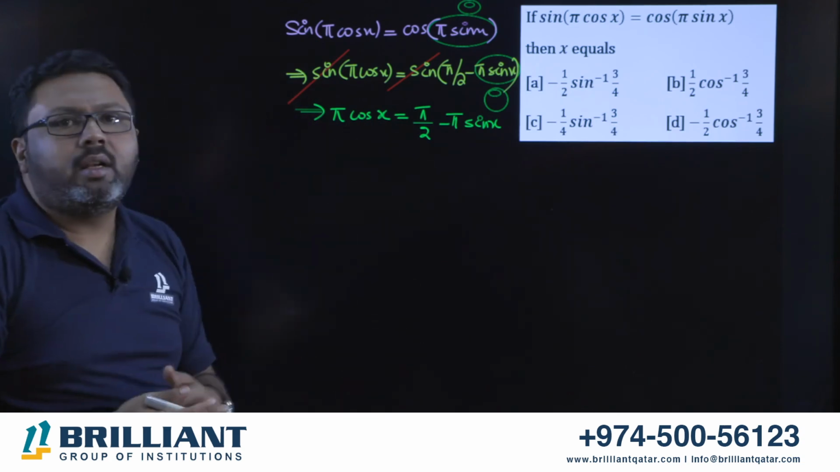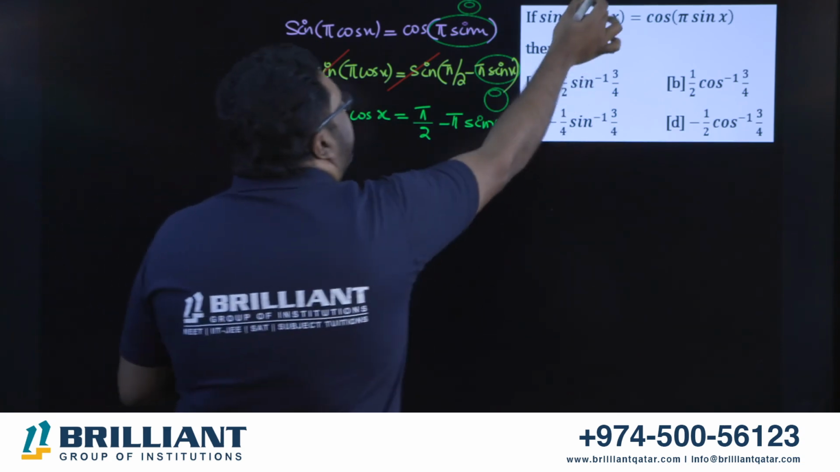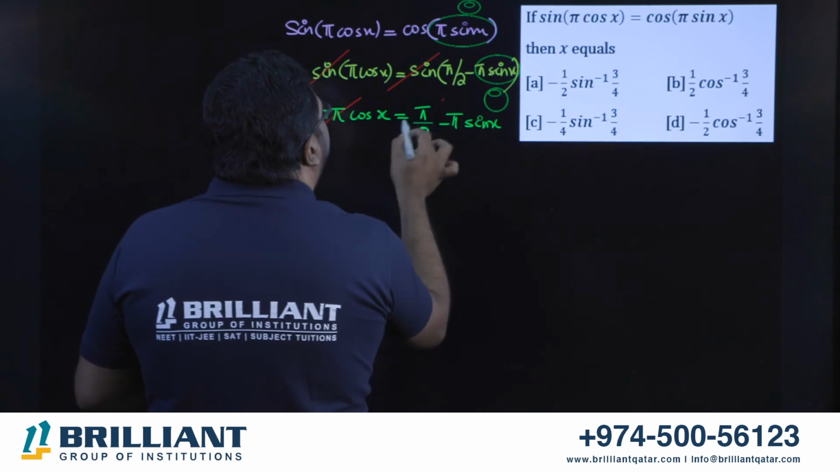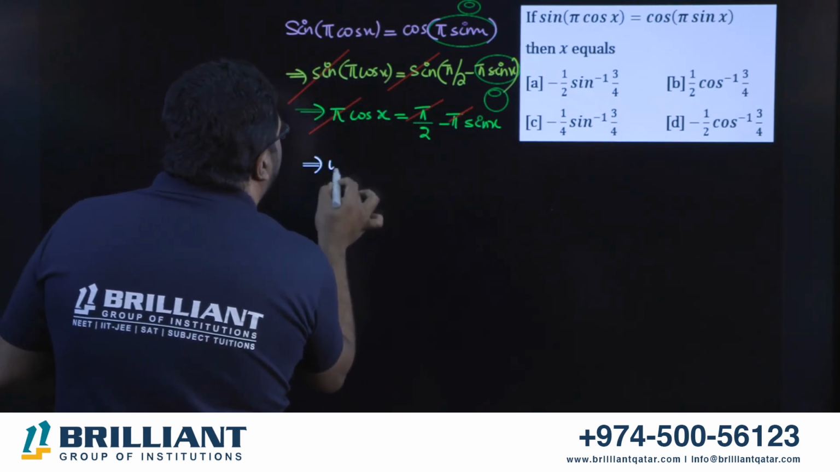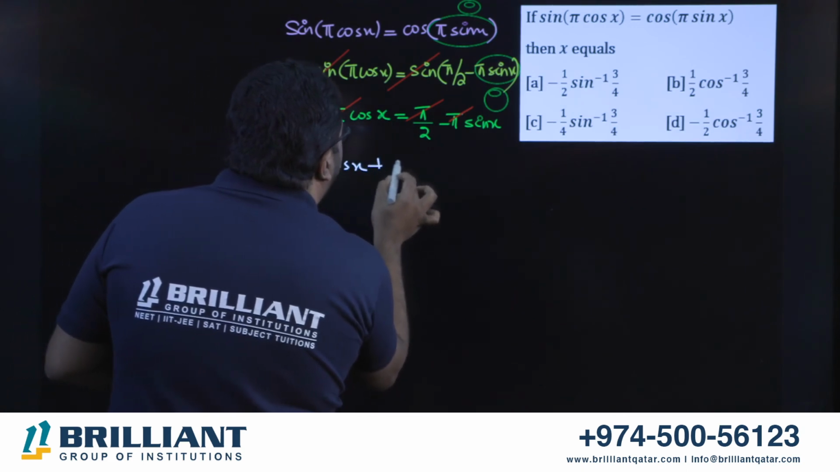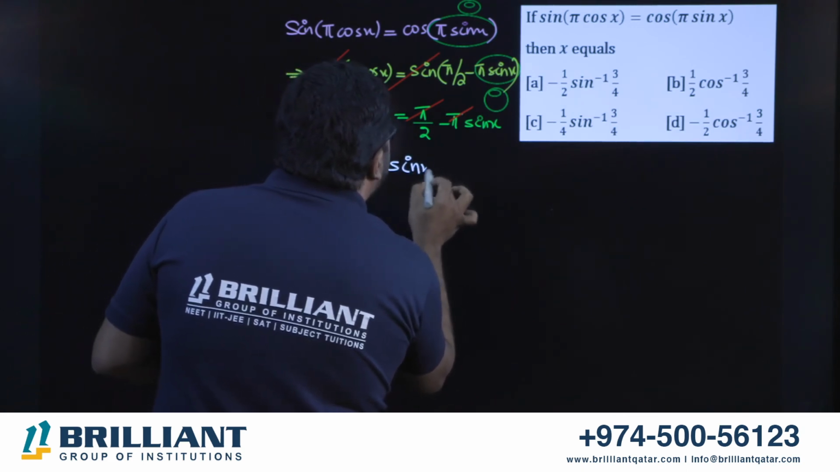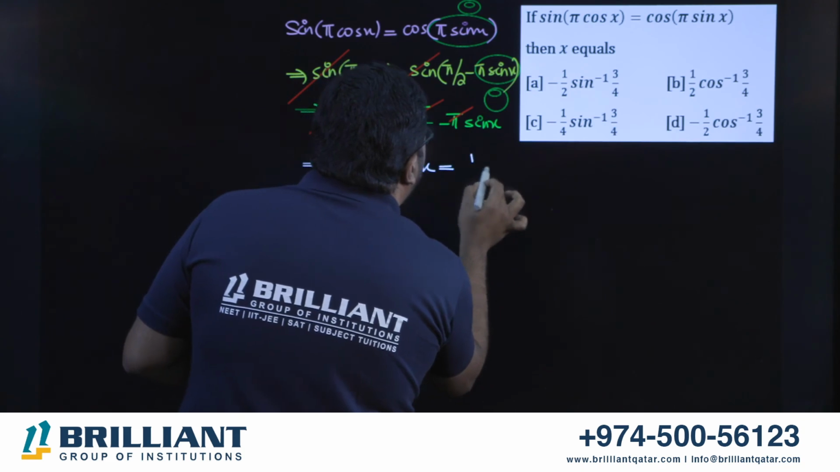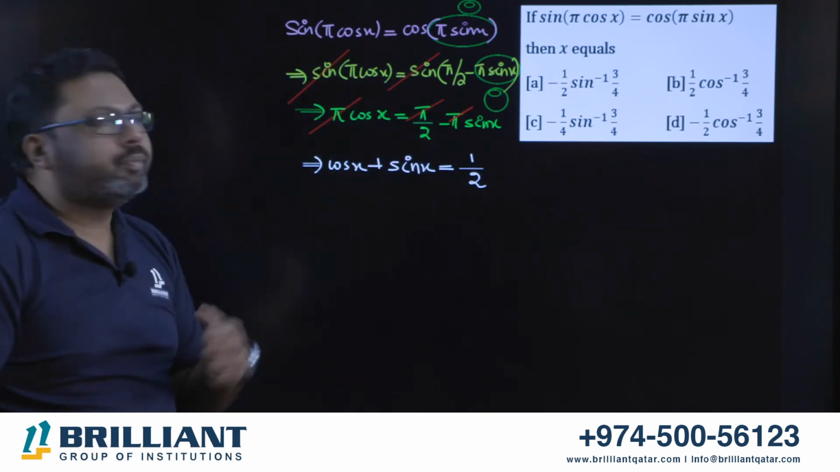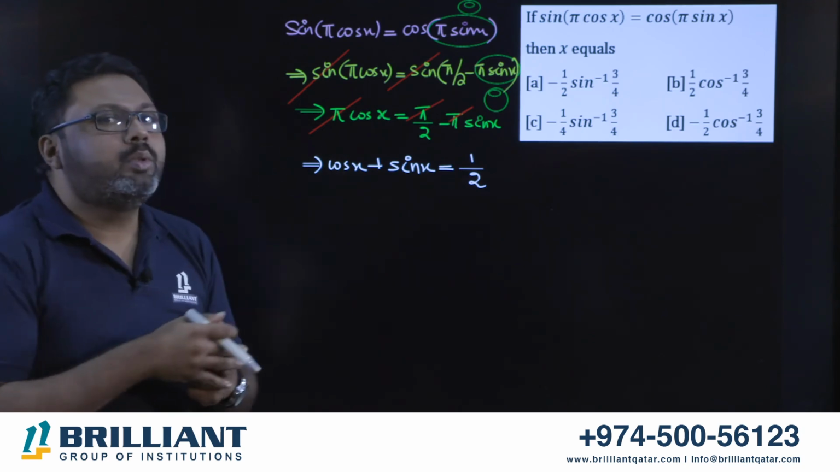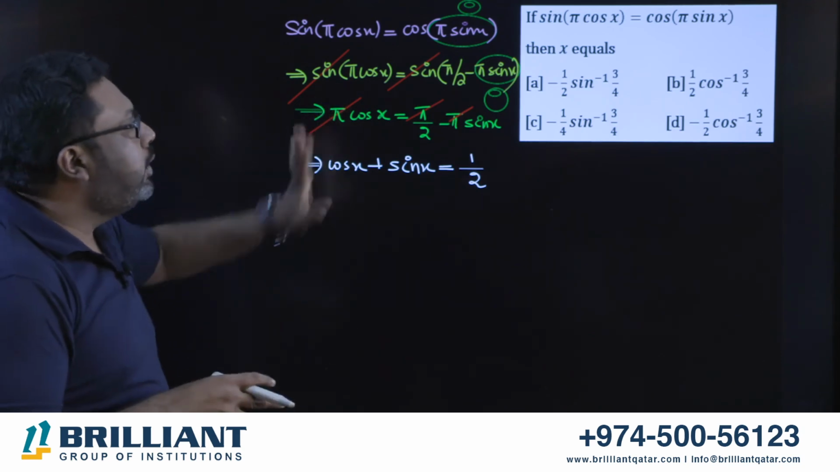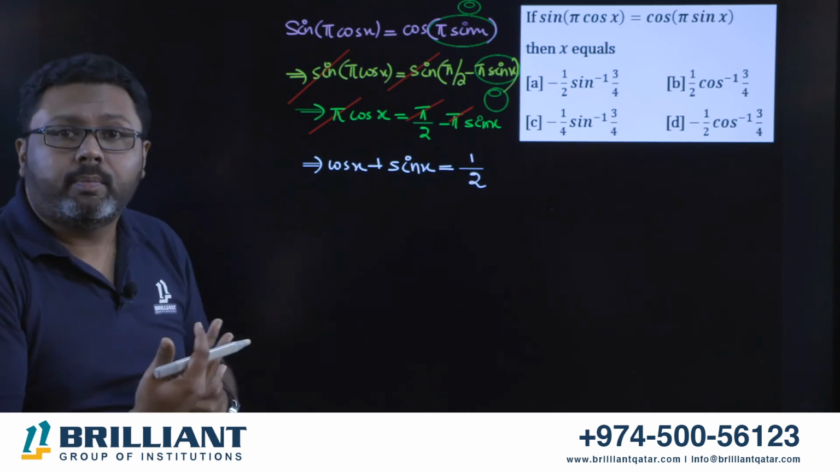Can you see that every term has a pi? So pi and pi cancel. So this implies cos x plus sin x is equal to 1 by 2. This is where most of you will be stuck. You will come till here, but you will not be able to go further.